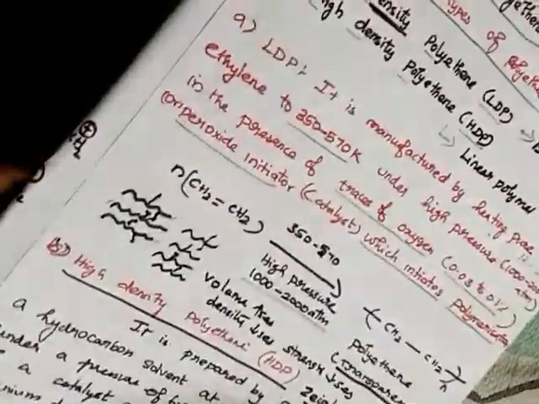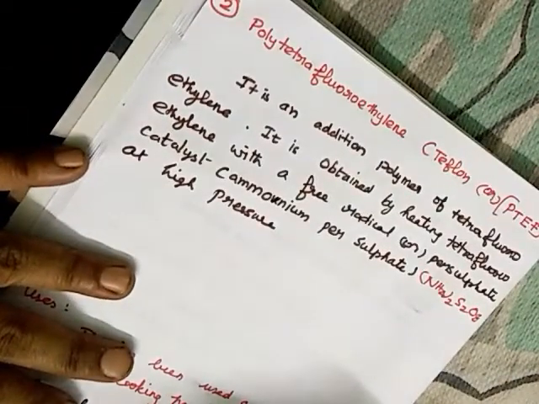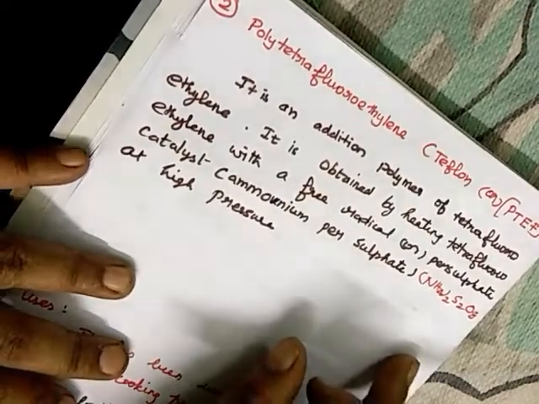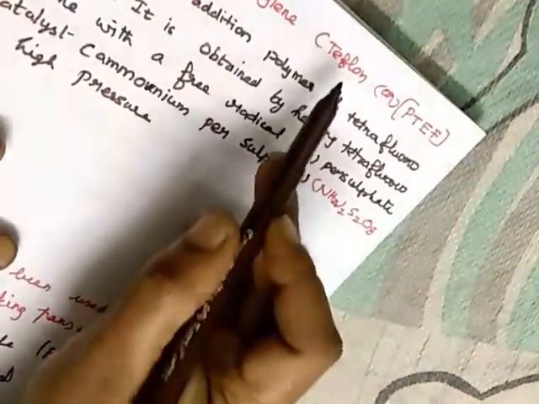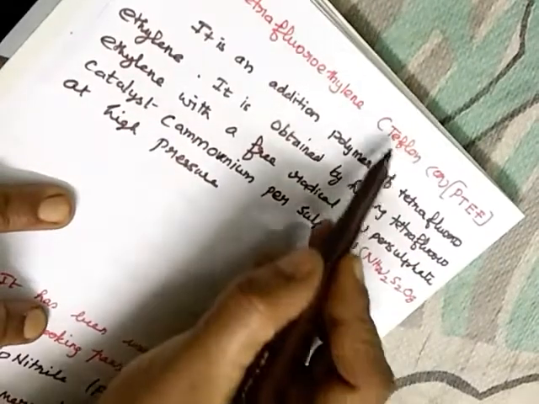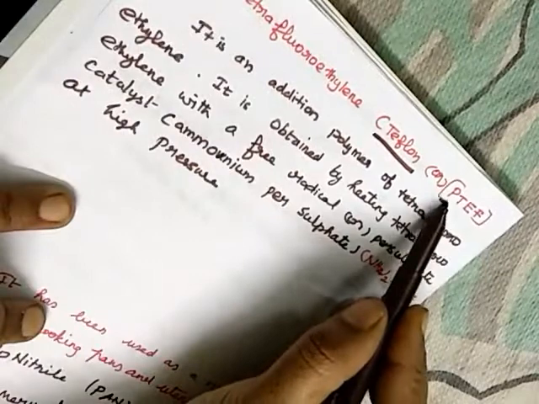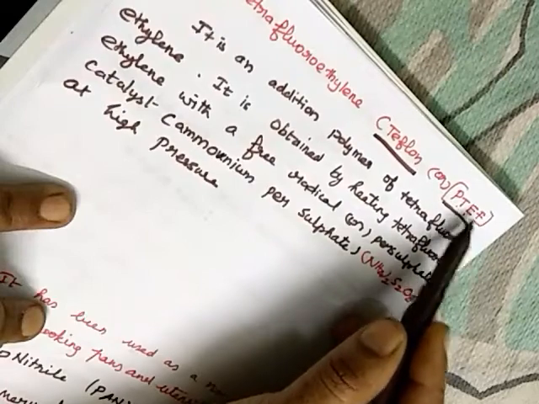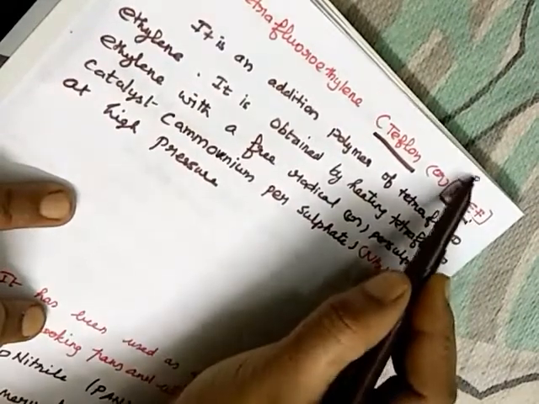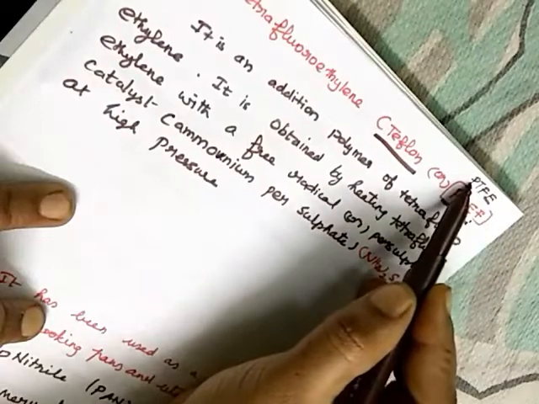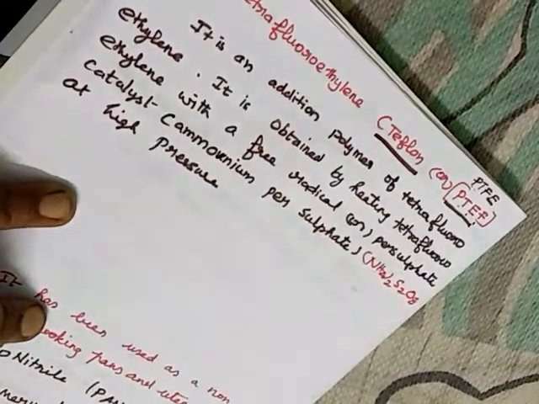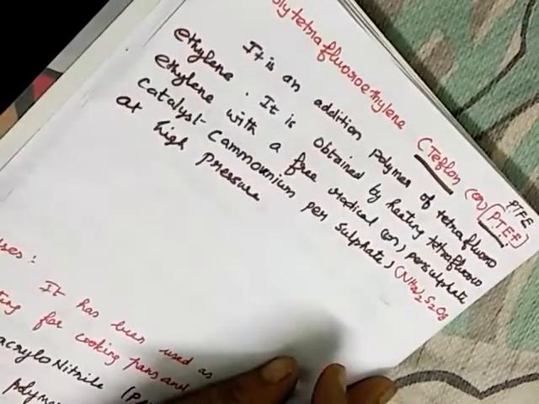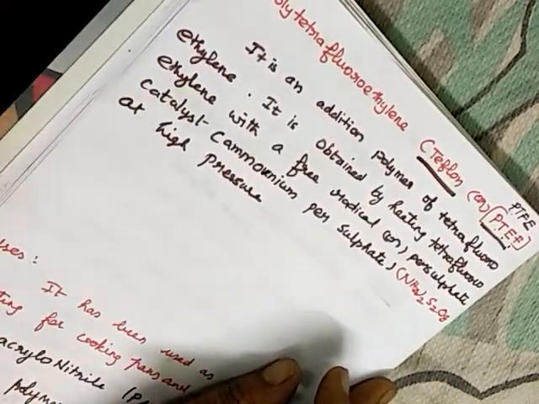I'll take a photocopy and send it to you, children. Now the next one is a very important thing, that is polytetrafluoroethylene. Polytetrafluoroethylene, otherwise it is called Teflon. Teflon. Or they have given it in the short form PTFE, polytetrafluoroethylene, right?